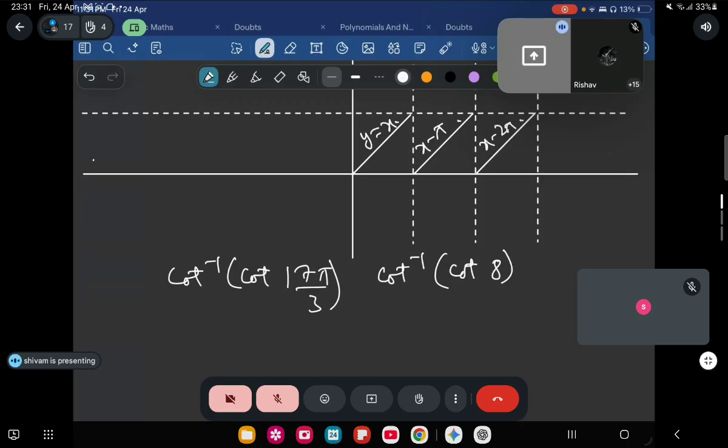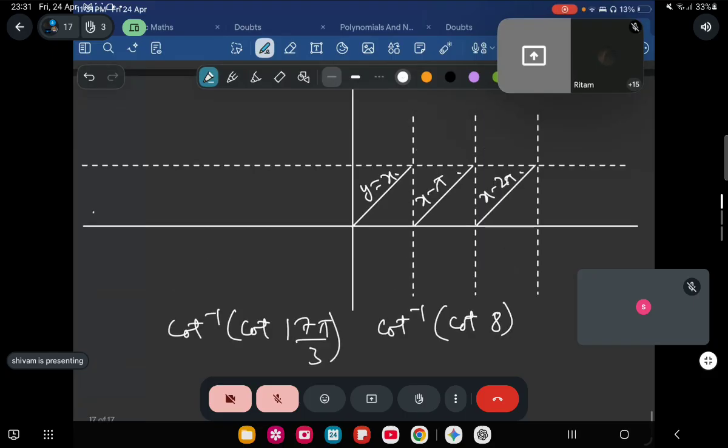Yes, for this one, Rhythm, tell me. Cot inverse cot of 17 pi by 3. So minus pi by 3. Wait. So how can cot inverse be negative? Sorry, 2 pi by 3. Tell me one final answer. Said 2 pi by 3. Cot inverse cot of 17 pi by 3 will be 5 pi plus 2 pi by 3. So 2 pi by 3.